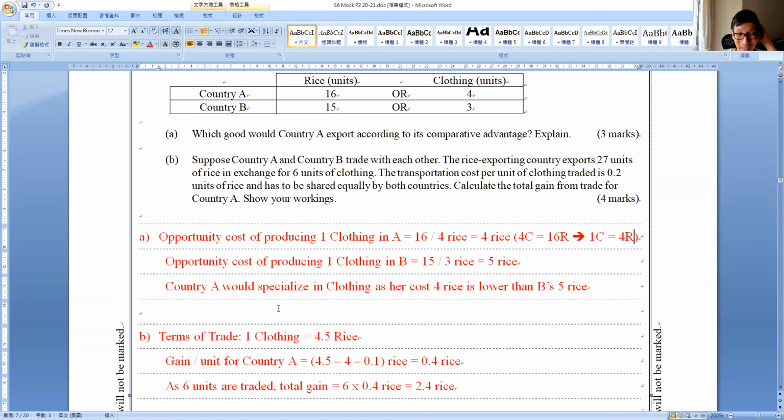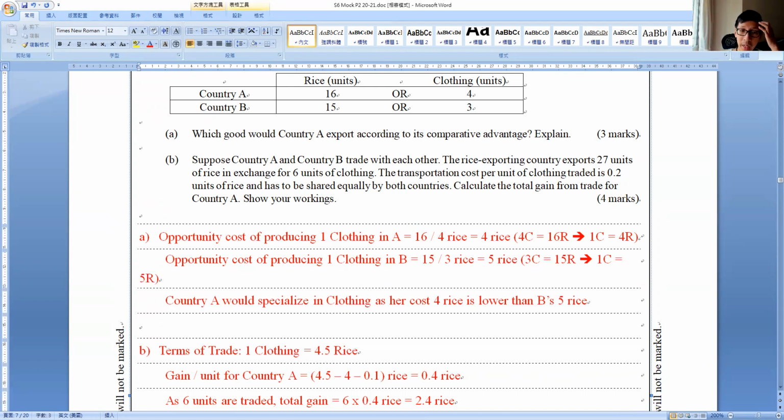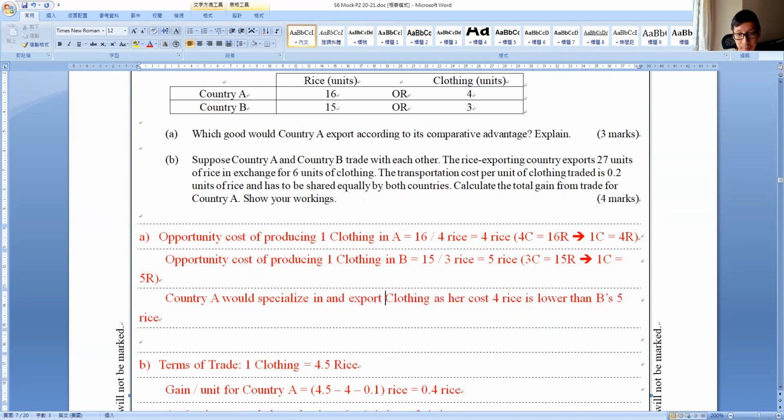係咪？基本上係咁睇嘅，係嘛？So 係嘛？嗱，in exam remember to write clearly the steps, right? It would be 16 divided by 4, 4 unit of rice. Same here. 望望啦 From the table we know 3C equals to 15R, meaning 1C equals to 5R. OK，係咪咁睇嘅啫？好嘛？Again, show the steps clearly. Now, since country A has a lower opportunity cost, therefore, it will specialize in and export clothing as the cost is lower, a comparative advantage. Right? 好嘛？好啦 Then next one. Suppose country A and country B trade with each other. We know the terms of trade. 27 rice to 6 clothing. 係嘛 Here.